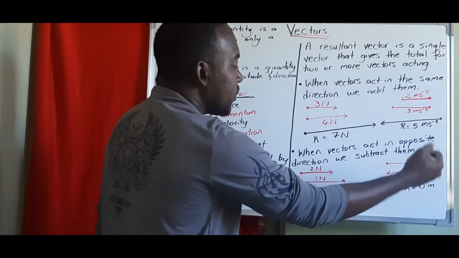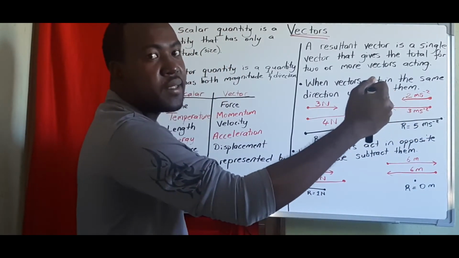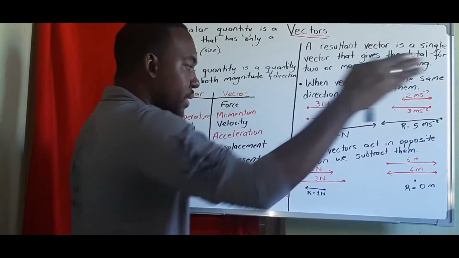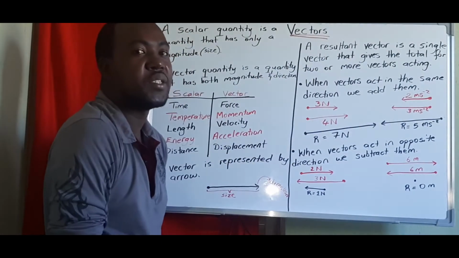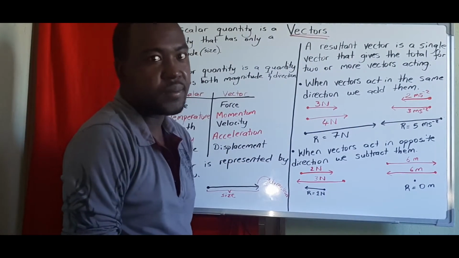So 0 meters here shows that there is no resultant in displacement, because you go forward 6 and then you come back to your original position, 6. So you were not displaced.